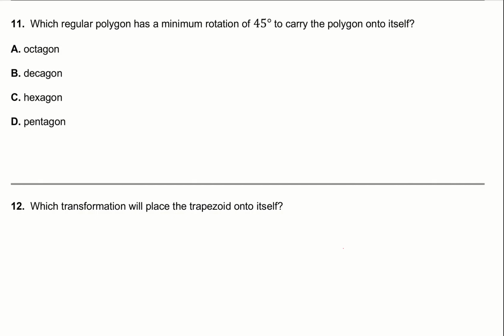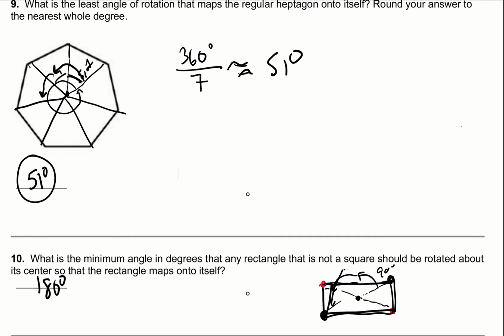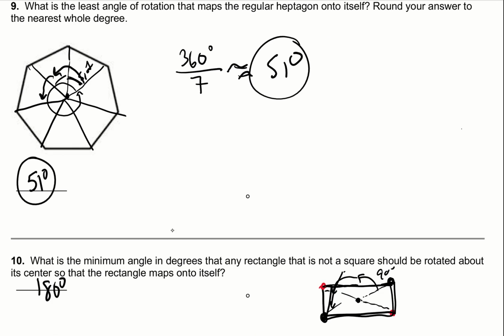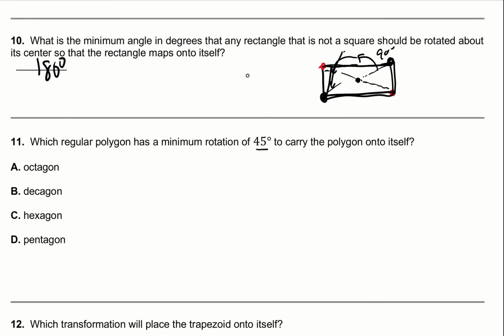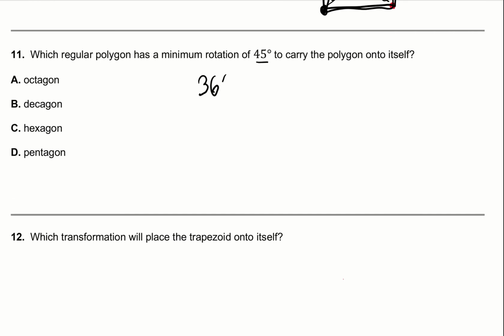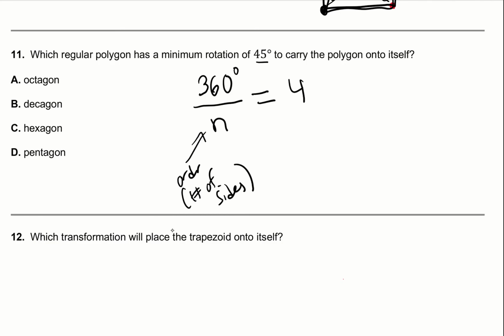Which regular polygon has a minimum rotation of 45 degrees to carry the polygon onto itself? So remember that for the heptagon, the minimum rotation was 51 degrees, and that depended on the number of sides. So the formula for the angle of rotation is 360 degrees divided by the order. We call this the order. So if we divide it by some order, which is essentially the number of sides in this example, this has to be 45 degrees.